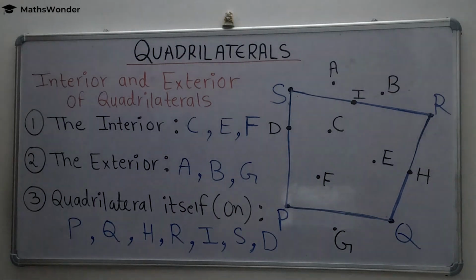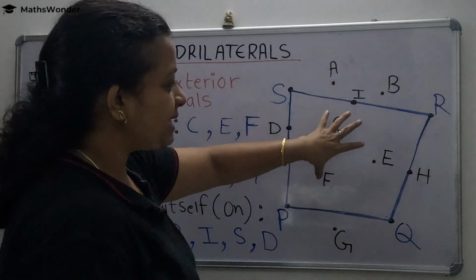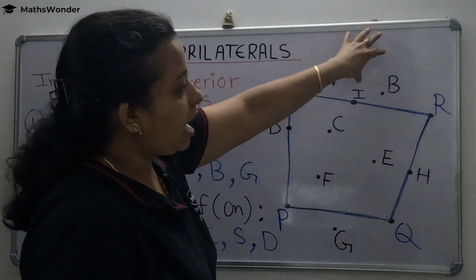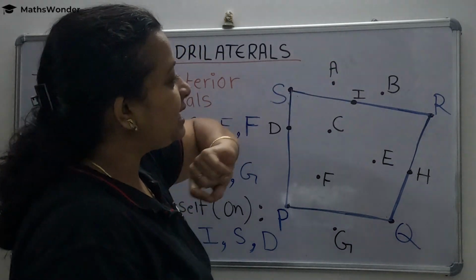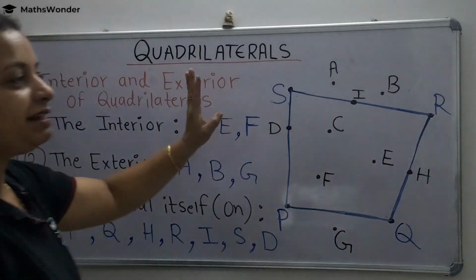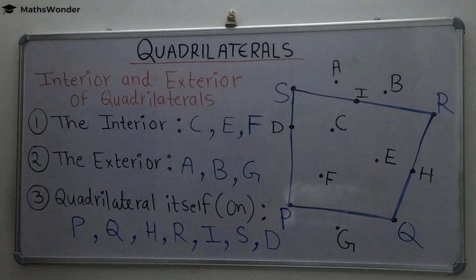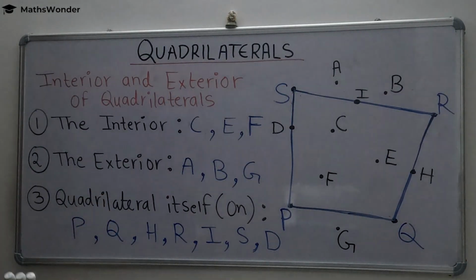Always remember, a quadrilateral divides the plane into 3 parts: inside, the interior region; outside, the exterior region; and on the quadrilateral, or the quadrilateral itself. So total we have 3 regions. Okay, understood? So this is called the quadrilateral region.